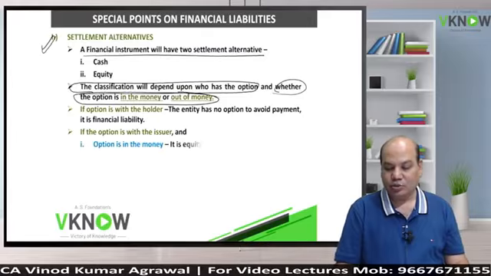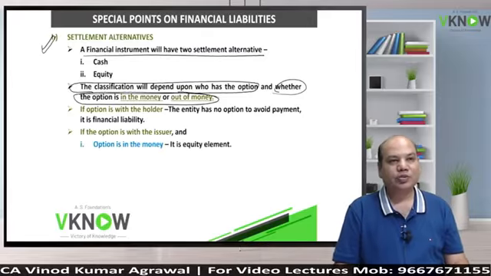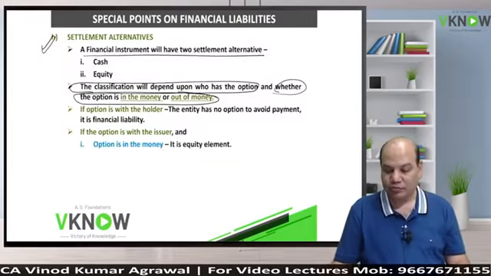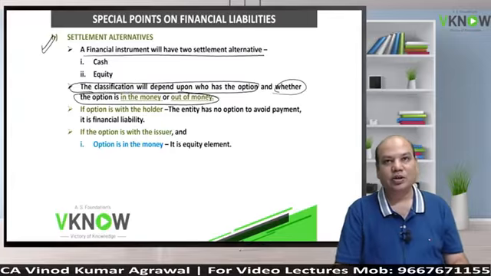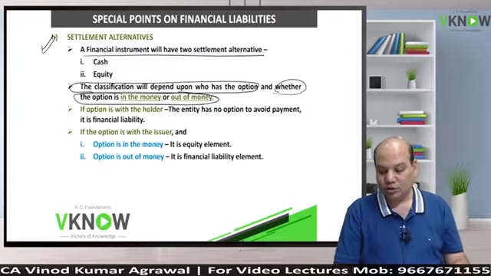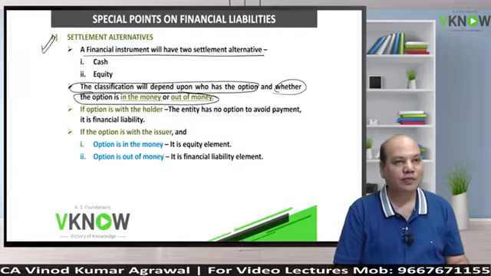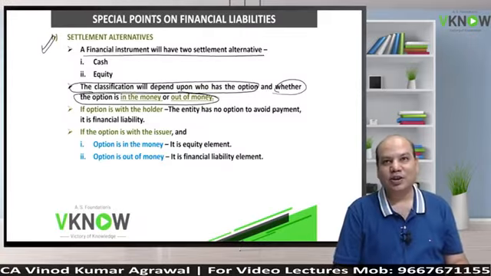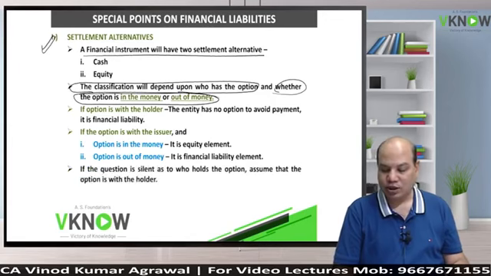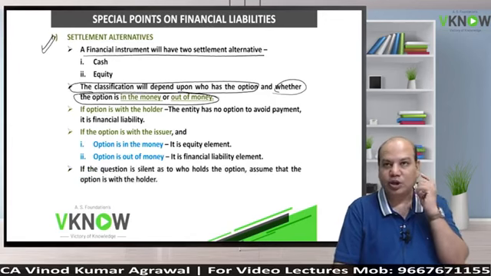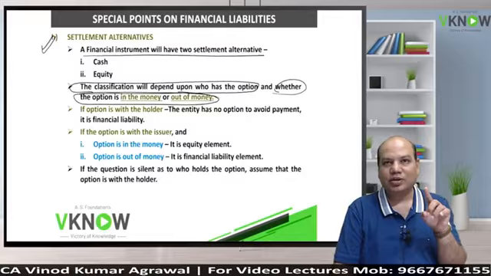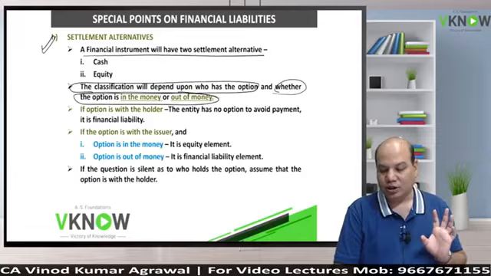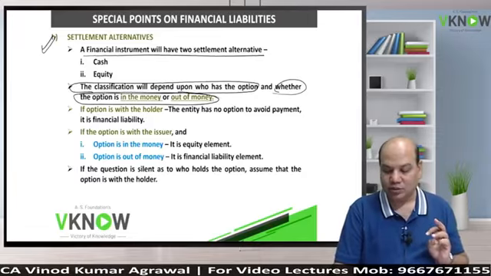If the option is with the issuer, then one has to see whether the option is in the money or out of the money, whether it is beneficial to issue an equity instrument or not. If it is beneficial, they will issue an equity instrument. If it is not beneficial, then they will be issuing cash. So if it is in the money to issue the share, it is an equity instrument. If it is out of the money, it is a financial liability.